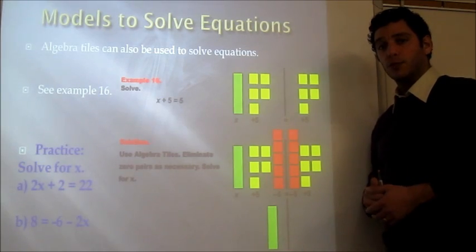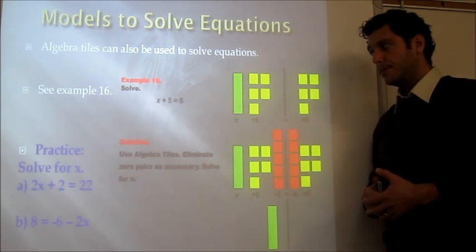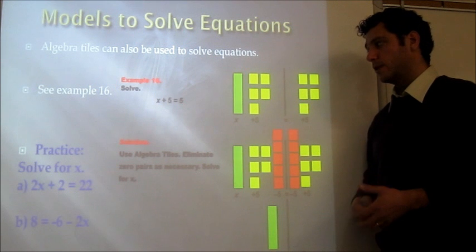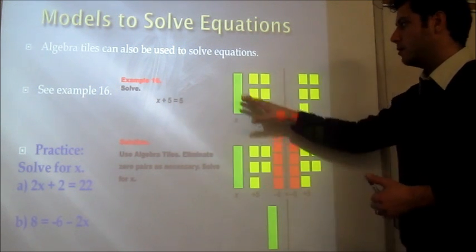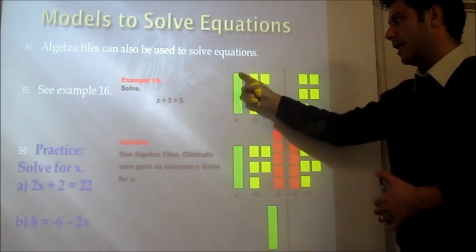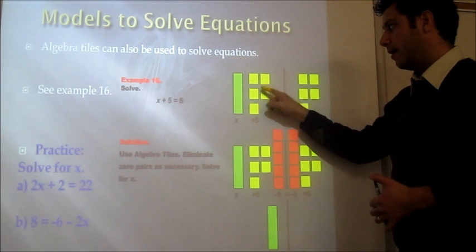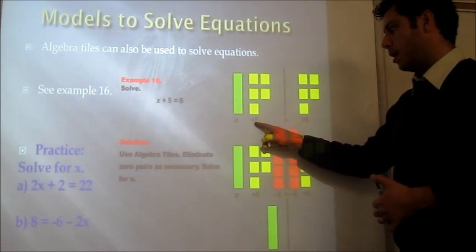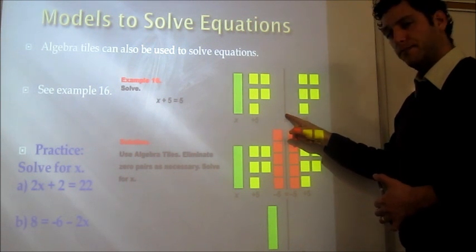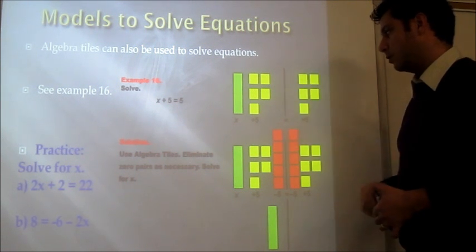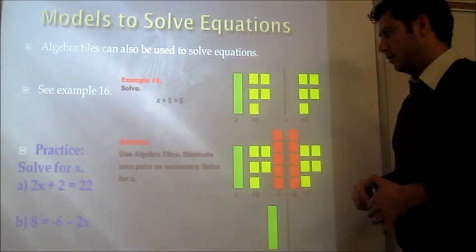We can also use algebra tiles to model the solution to an equation. So let's take the following equation, for example. X plus 5 is equal to 5. We model that using algebra tiles. This long rectangular tile models the x, the 5 yellows represent positive 5 on this side, the line represents the equal sign, and then 5 more yellow represent the positive 5 on the right-hand side of the equal sign.